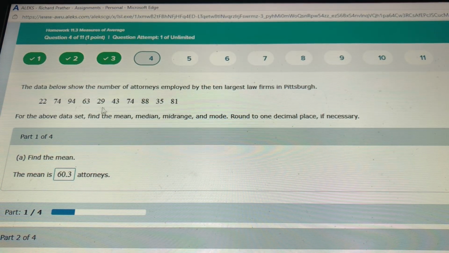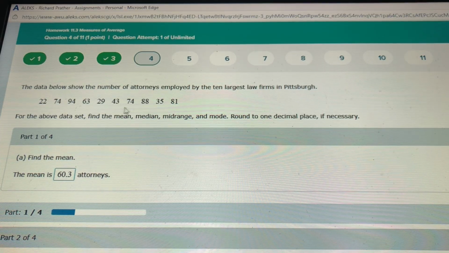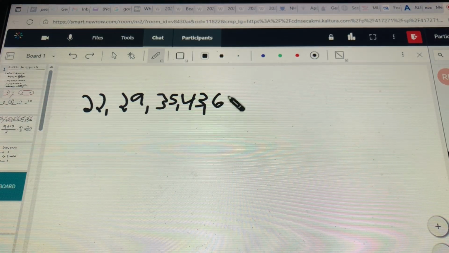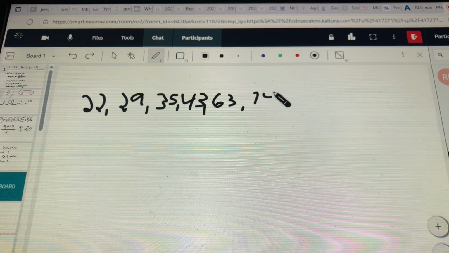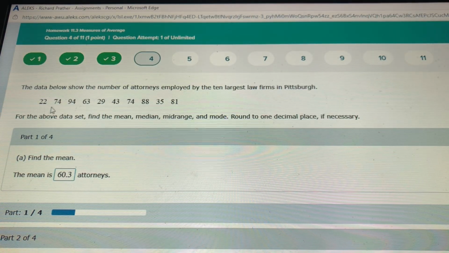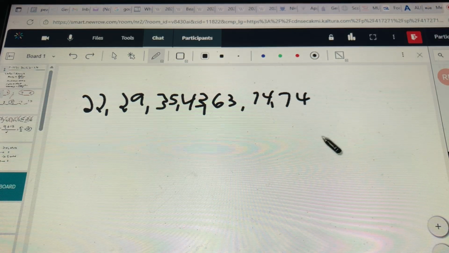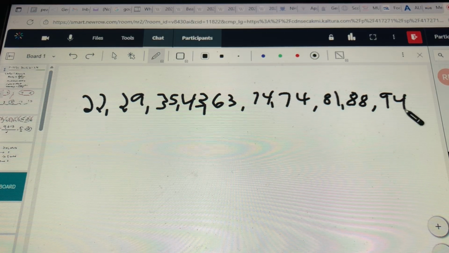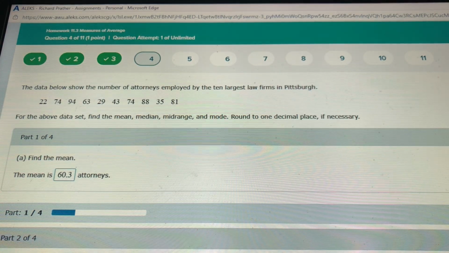Anything in the 50s? Nope. 63. And there's two different 74s. That's 2, 4, 6, 7. There's three more. 80, there's this 94, 88, and 81. So 81, 88, and 94. So there's all 10 of them in order.